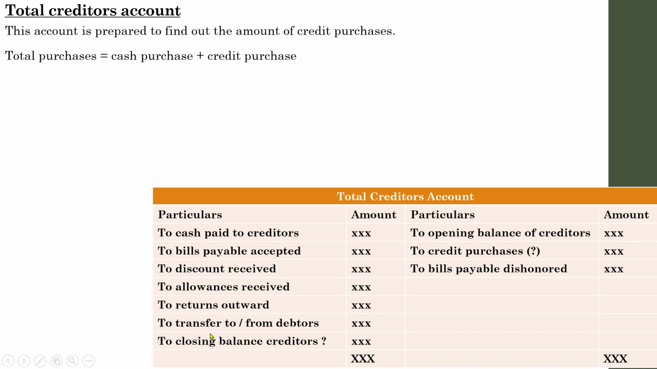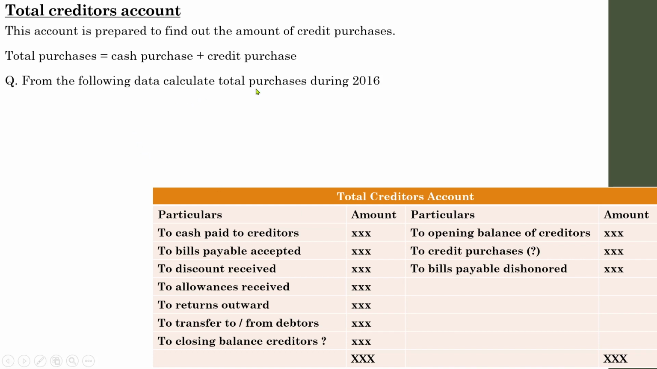We will discuss such cases during the practical case. Anyway, I am explaining the concept. Here the closing balance is creditors, and on the right hand side, or the credit side, there are opening balances, credit purchases during the year, and bills payable dishonoured. So this is a typical format of a total creditors account. Let us discuss an example, then you will get a clear picture.